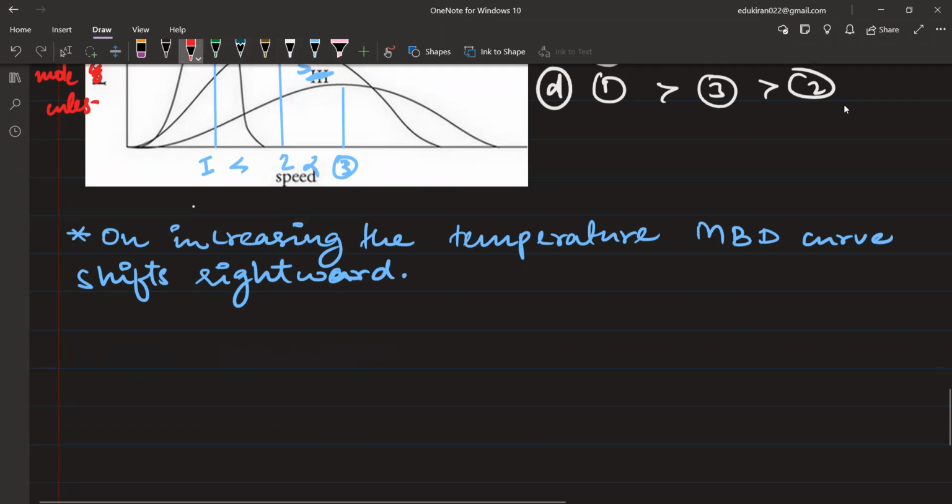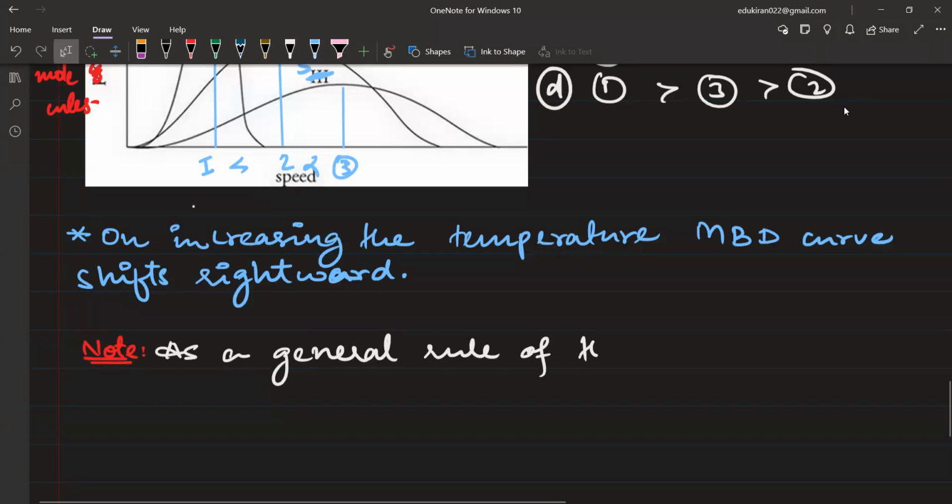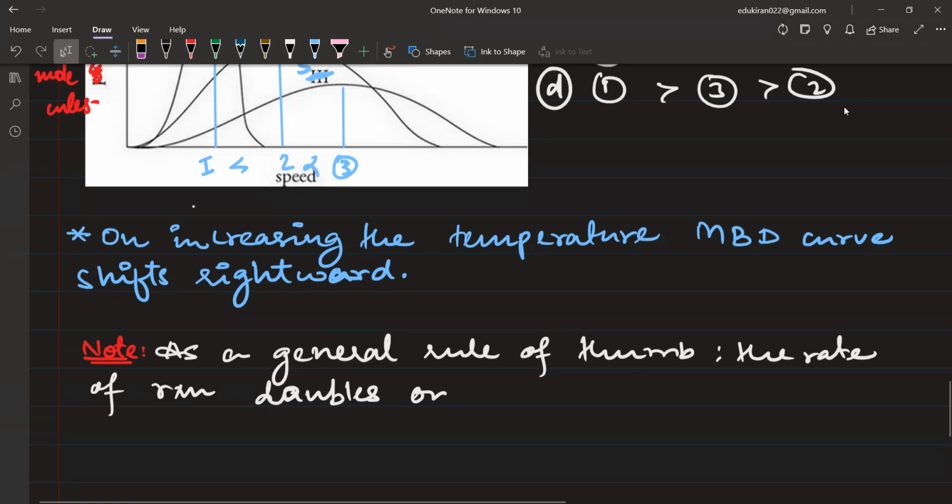And write a note. As a general rule of thumb, the rate of reaction doubles on a 10 degree or 10 Kelvin increase in temperature.